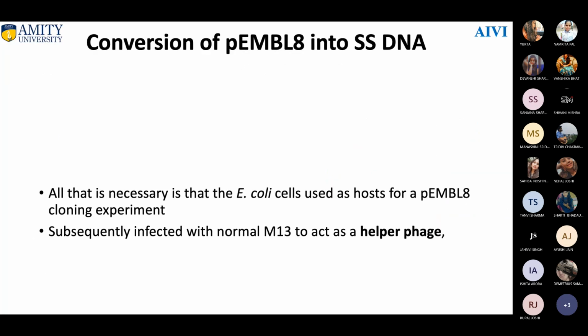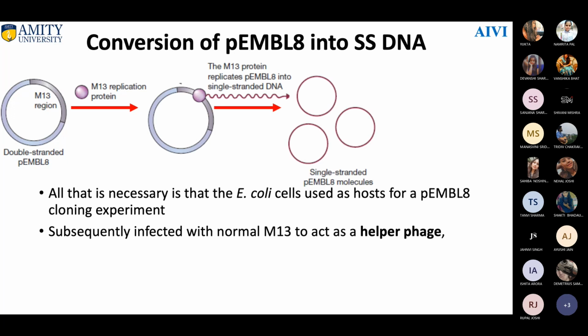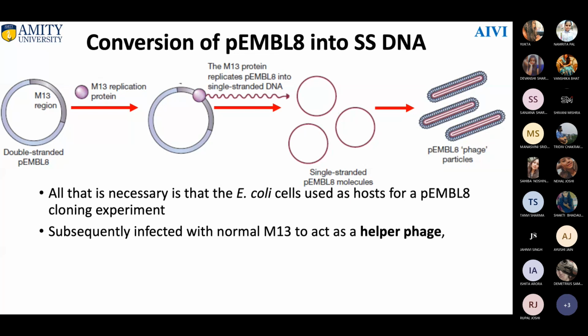So how does the conversion of the plasmid occur? All that is necessary is that E. coli is used as the host for the cloning experiment and is subsequently infected with normal M13, which acts as a helper phage. The M13 region provides the M13 replication protein, and this protein is going to replicate the DNA, which is held within the capsid protein and released. This vector is going to help you in getting single-stranded DNA.